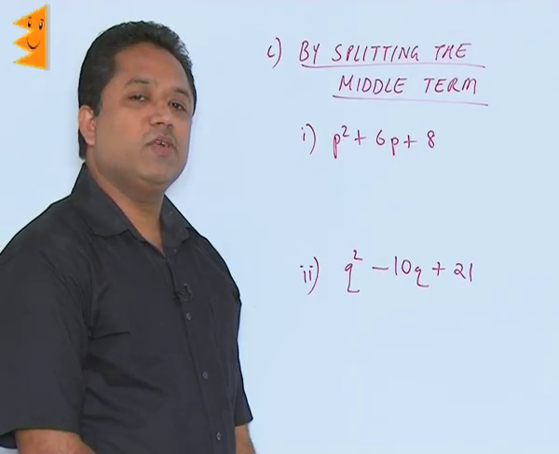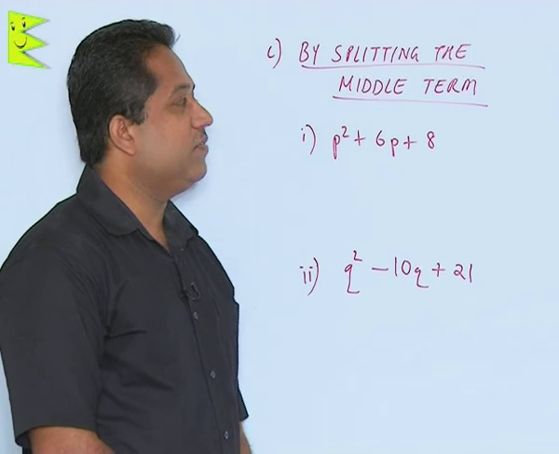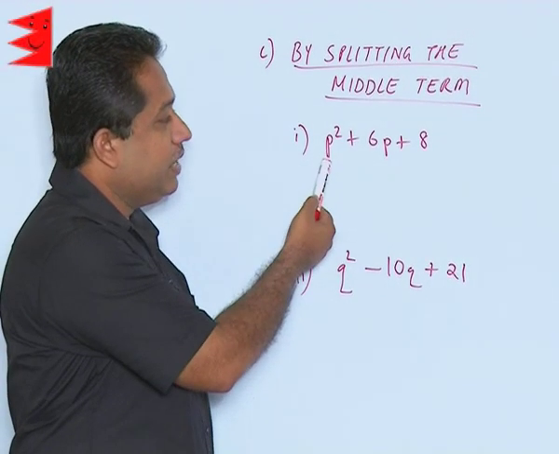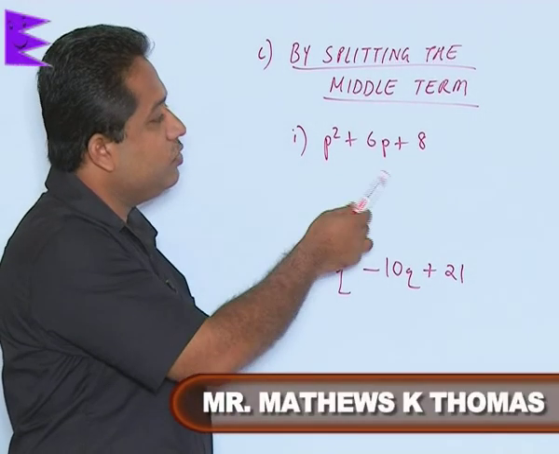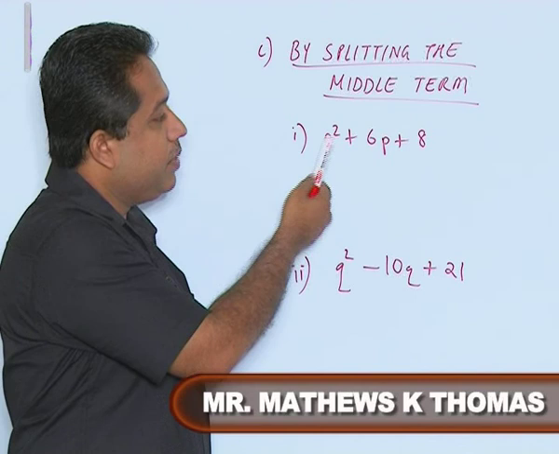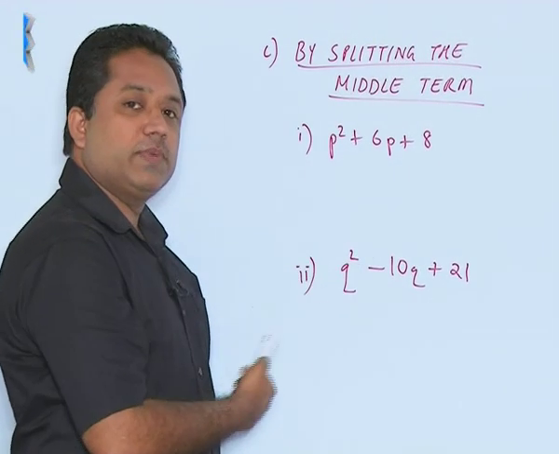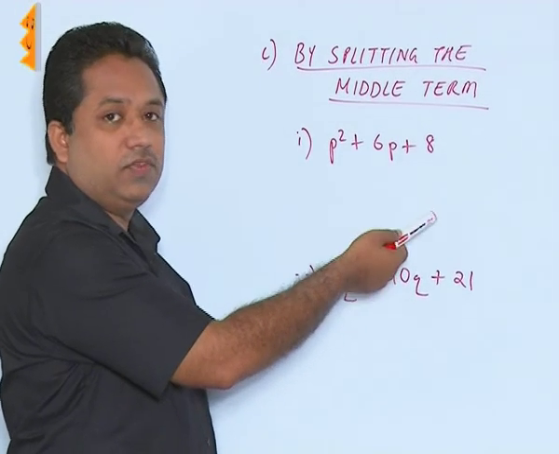The next method we are going to see is factorization by splitting the middle term. Now, this is a very important type of factorization. We have an example here, p square plus 6p plus 8. Now, we cannot use any identity here because p square of course can be written as p whole square, but 8 cannot be expressed as the square of a whole number. If it was 16, we know that we can write it as 4 square and so on.